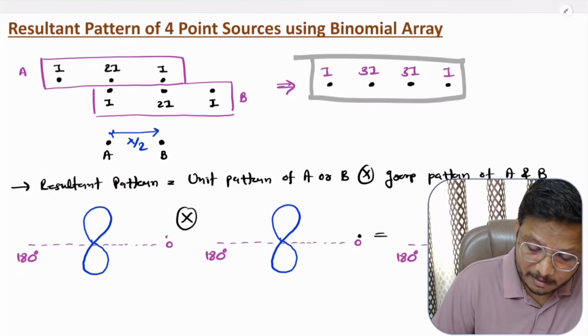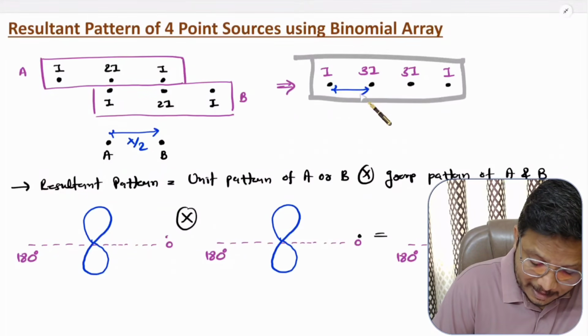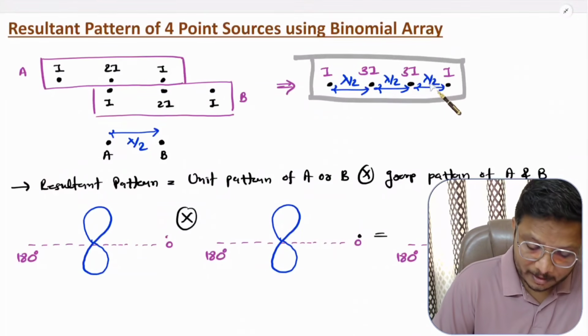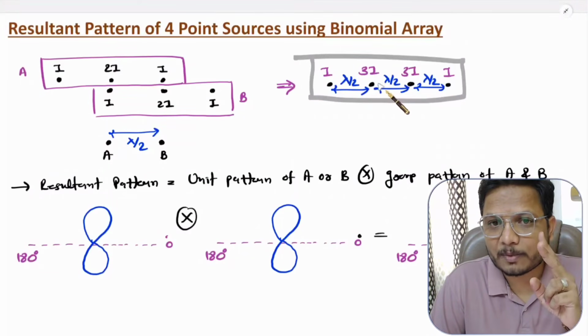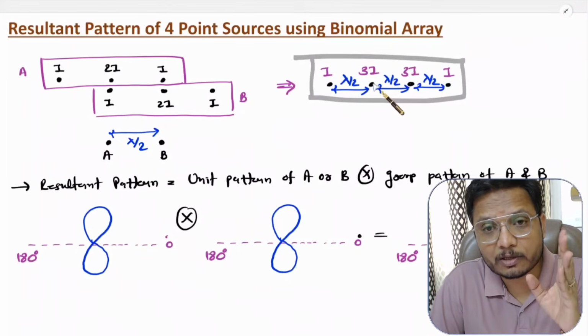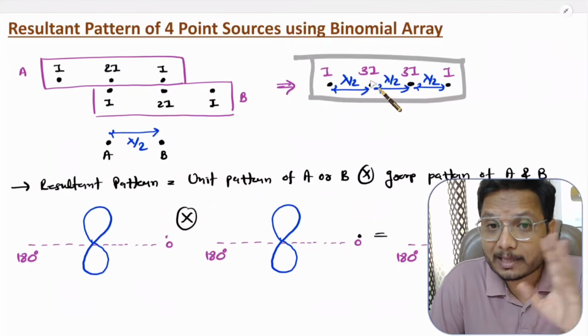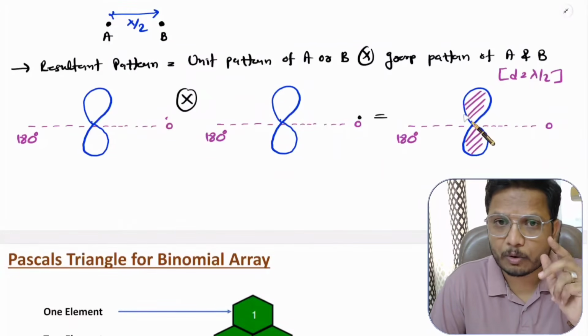And here the spacing between elements, that is lambda by 2 only. Remember this, it is lambda by 2 only, right? That is how one can form a binomial array. And with a binomial array, the current distribution is non-uniform, and here we have no minor lobes. You can observe this resultant radiation pattern, that is having no minor lobes.